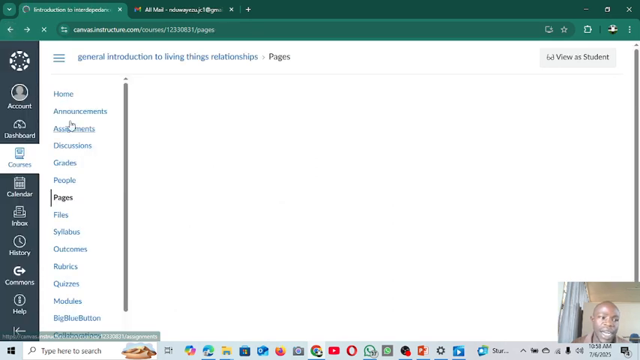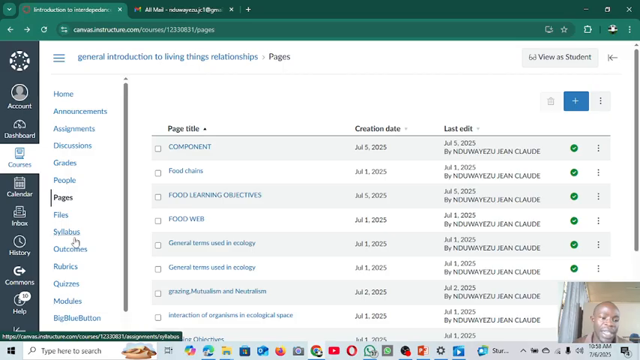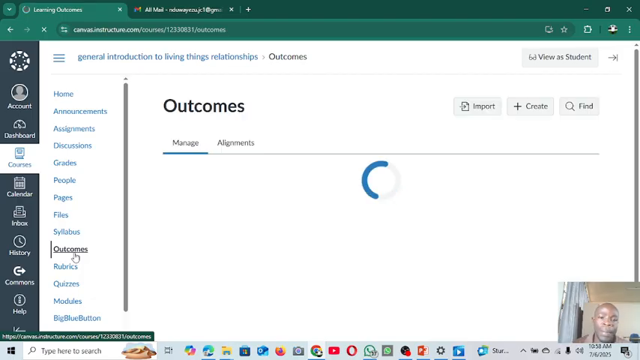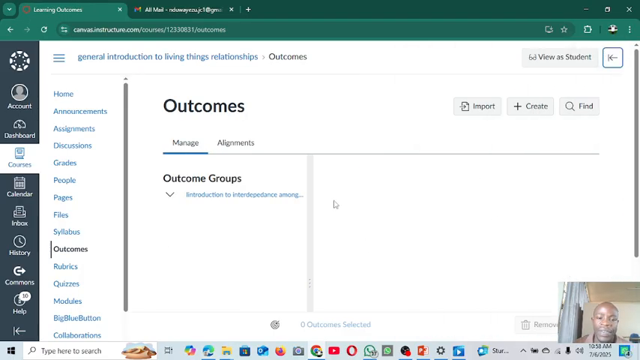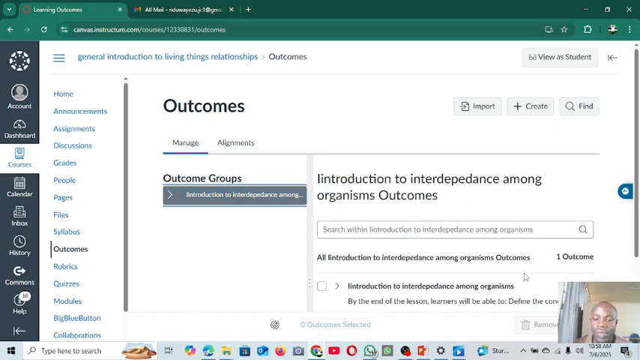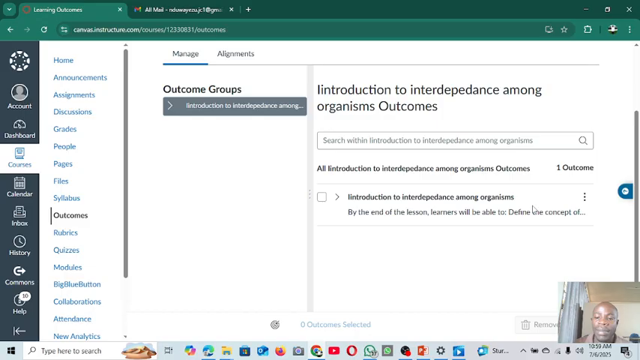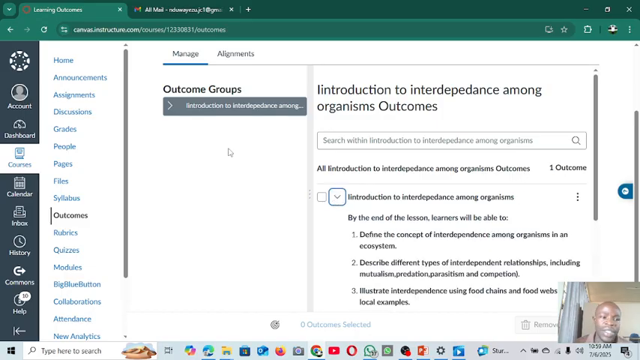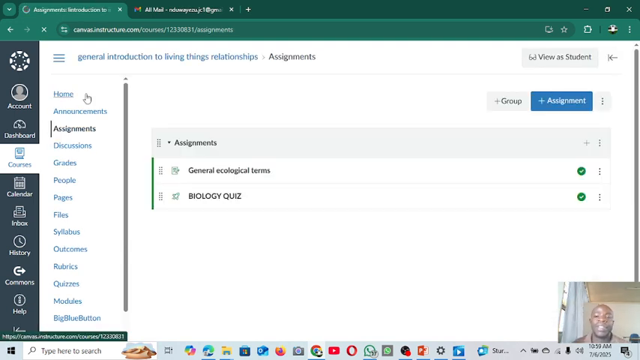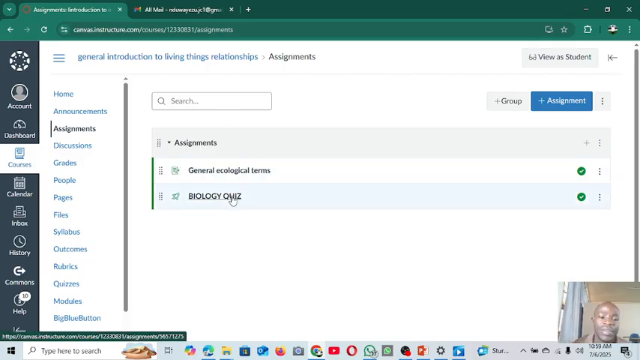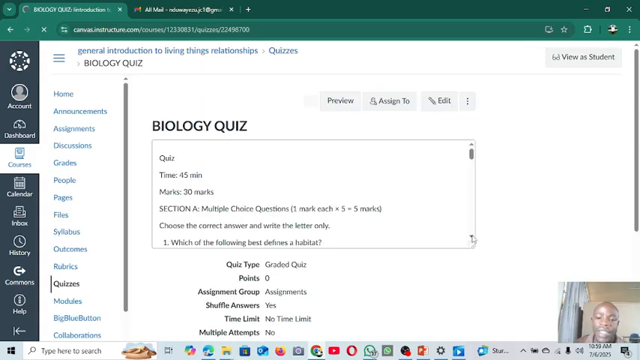Not only this, after developing this, I had my learning outcomes, which the learners are exposed to. As you are seeing, the following are the learning outcomes I had when I developed my course. Again, I have prepared an assignment that will be used to evaluate whether learning has taken place, which is a biology quiz. This is the quiz I developed.